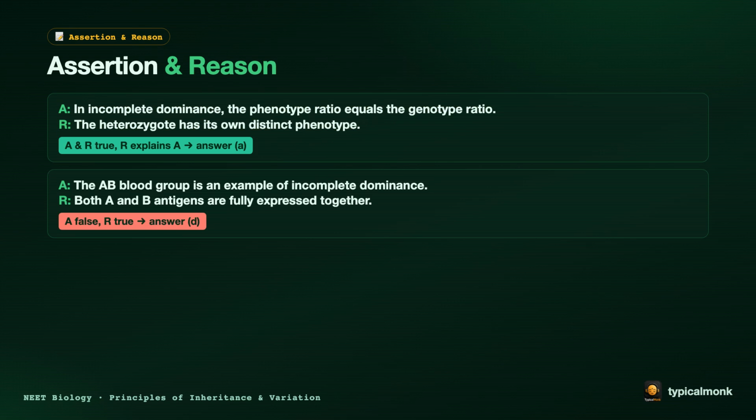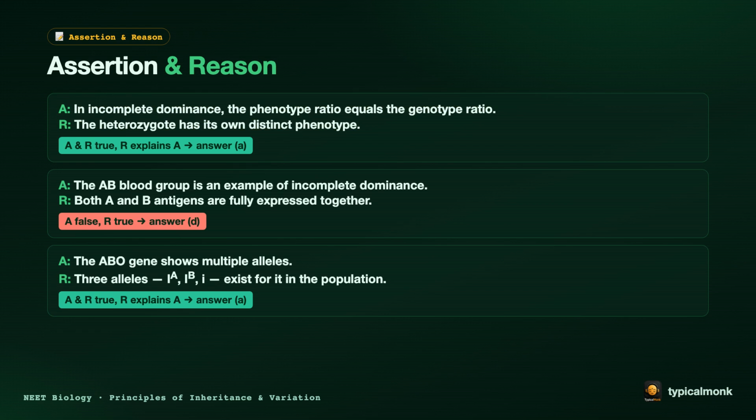Second, A, the AB blood group, is an example of incomplete dominance. R, both A and B antigens are fully expressed together. Here, A is false, but R is true, so the answer is D. Third, A, the ABO gene, shows multiple alleles. R, all 3 alleles, IA, IB, small i, exist for it in the population. Both are true and R explains A. So the answer is A.